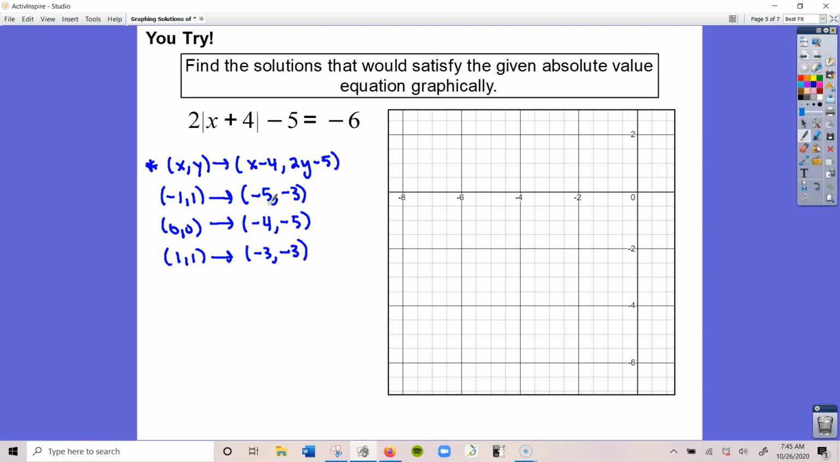So these are my new points. I'm ready to graph. We have negative 5, negative 3; negative 4, negative 5; and negative 3, negative 3.